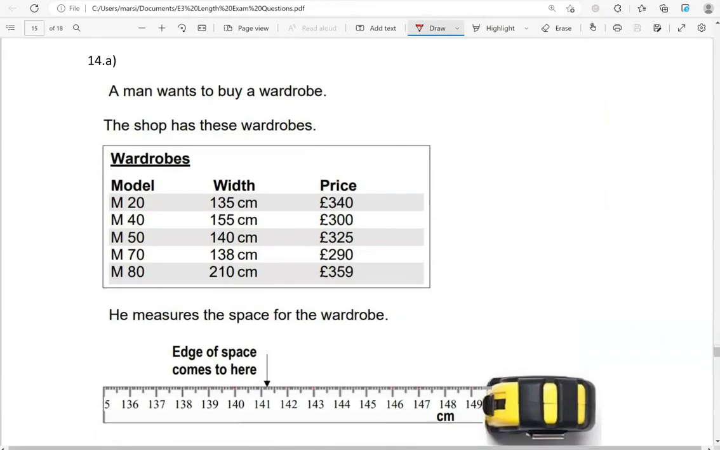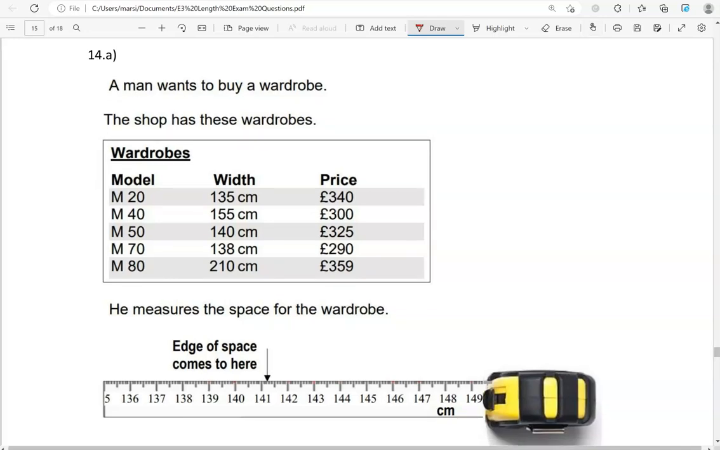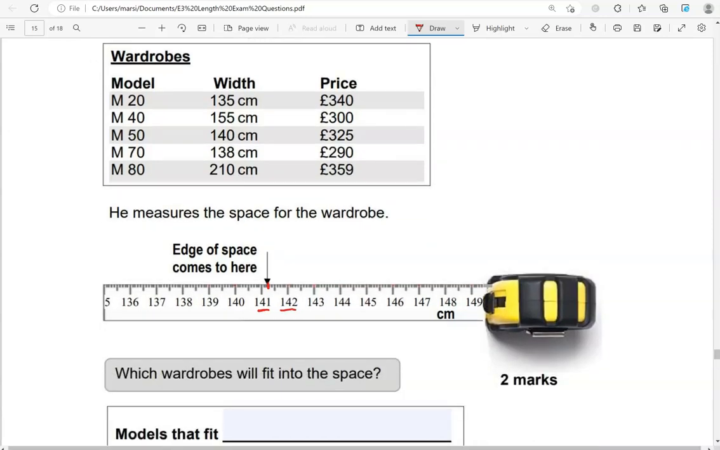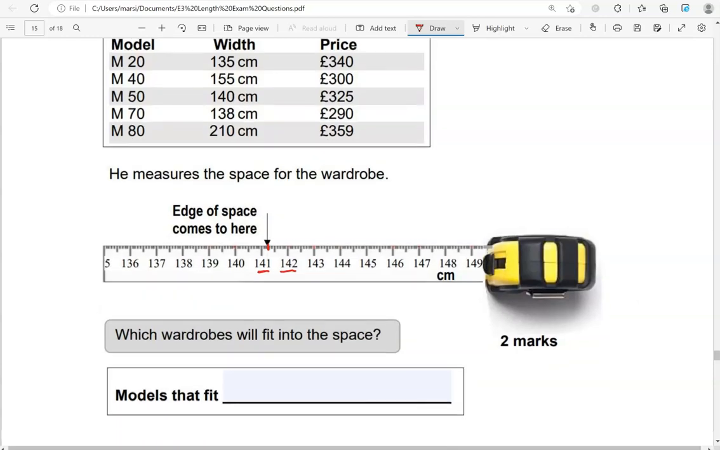A man wants to buy a wardrobe. The shop has these wardrobes. He measures the space for the wardrobe. The edge of the space comes to here. So that is in between 141 and 142 centimeters, so just over 141. Which wardrobes will fit into the space?